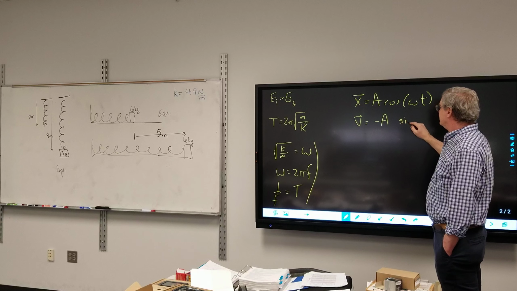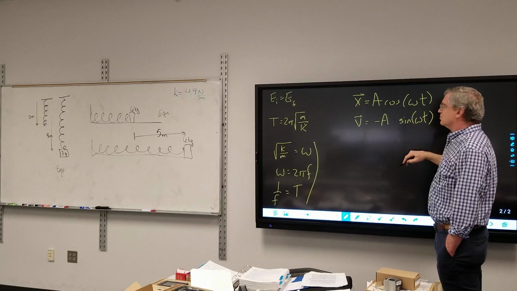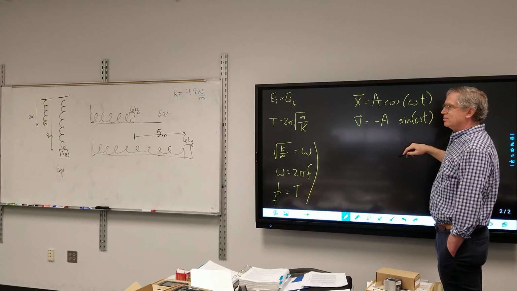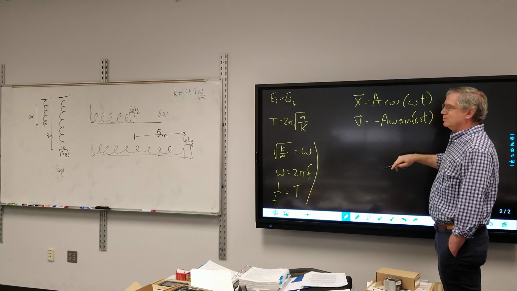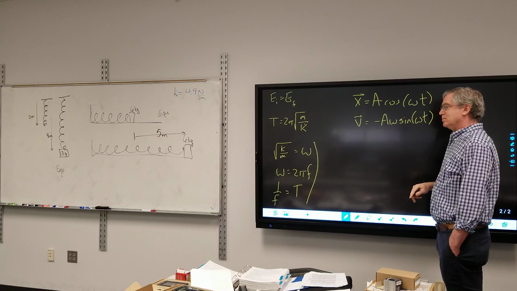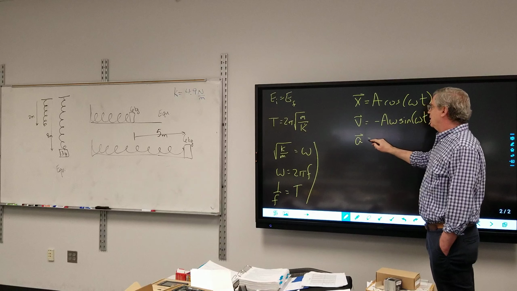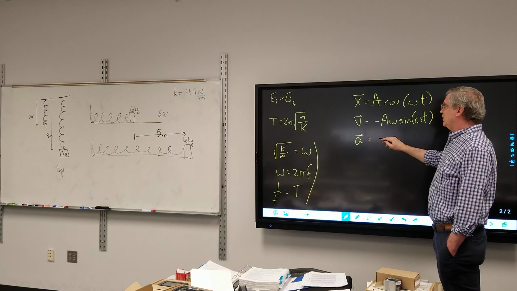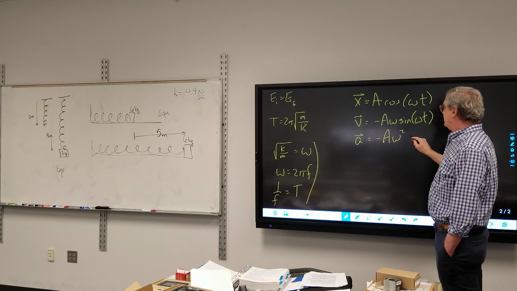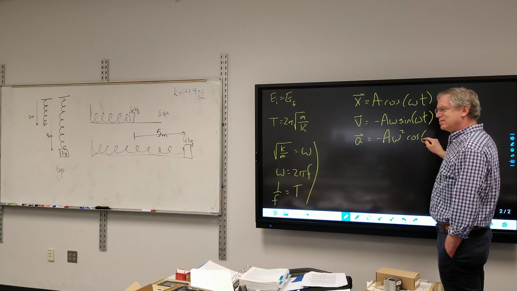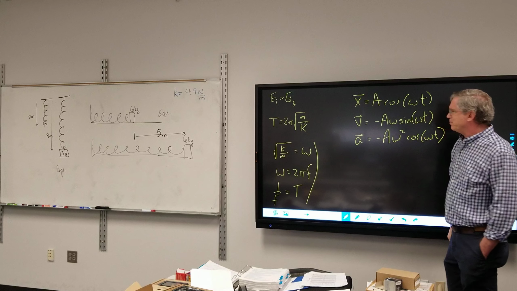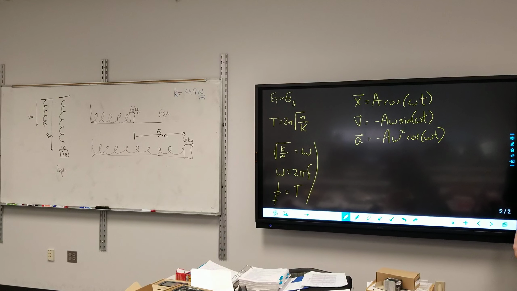And acceleration equals negative amplitude omega squared cosine omega t. All right. Once we establish simple harmonic motion, boom, these are the ones that apply. If it's a simple pendulum, we have that other one that we can use mostly instead of these.